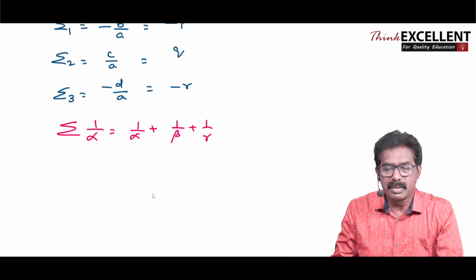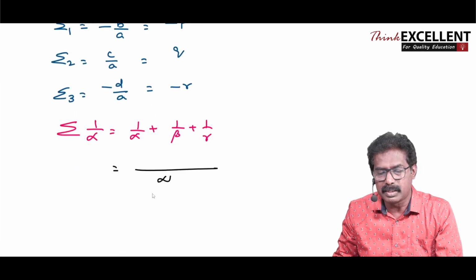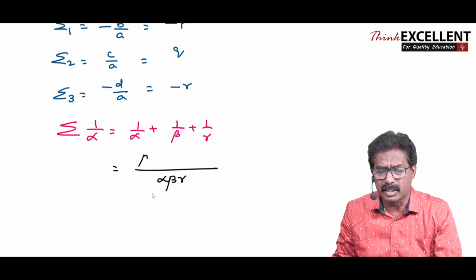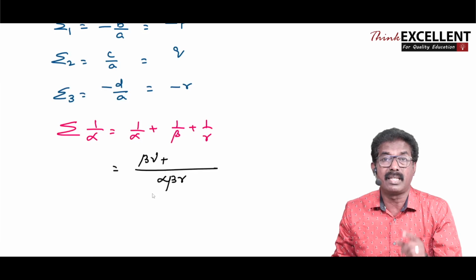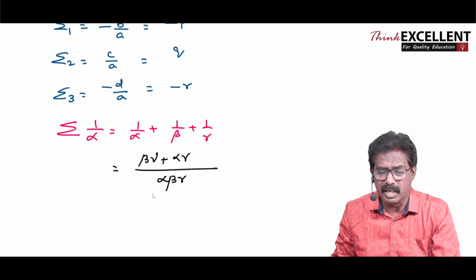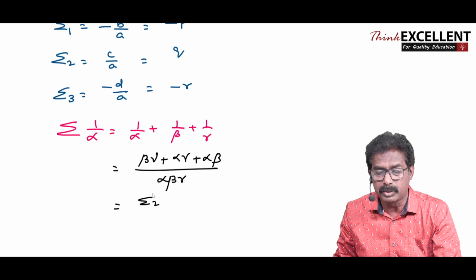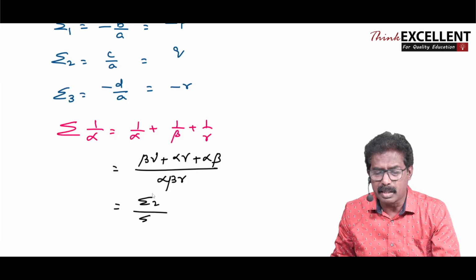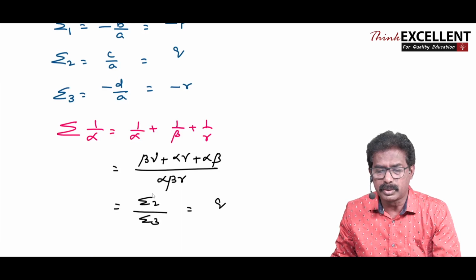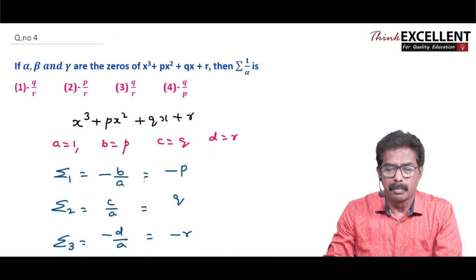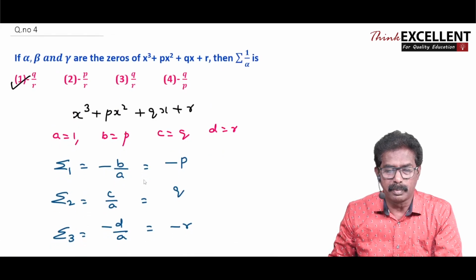Now we take LCM here. What is LCM? LCM is alpha, beta, gamma. Here alpha is there, write the other 2 letters, beta, gamma. Second time beta is there, leave that, alpha, gamma. Then gamma is there, you write alpha, beta. Actually the numerator is sigma 2, taking 2 at a time, and the denominator is sigma 3. Sigma 2 is Q, sigma 3 is minus R. So the answer is minus Q by R. That is option number 1.